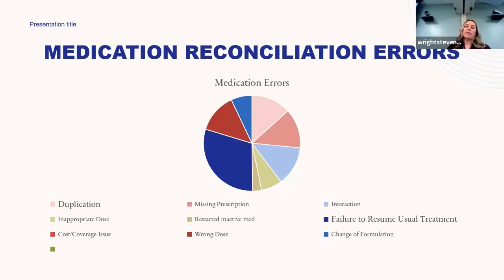The biggest were failure to resume usual treatment at discharge. So just not taking the time to realize, okay, the hospital formulary was lisinopril or losartan, but the patient at home was on olmesartan or enalapril, for instance. So that was a lot of the errors. But there were many other errors too: duplications, and missing prescriptions, meaning the doctor didn't realize this was a new start, so they forgot to send a new prescription for it. And there were interactions and things like that that were caught too.